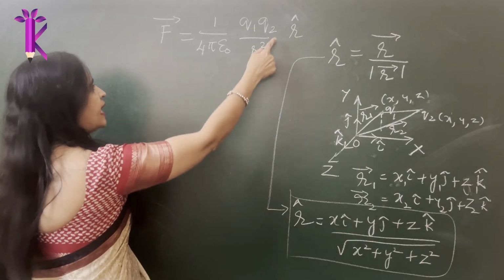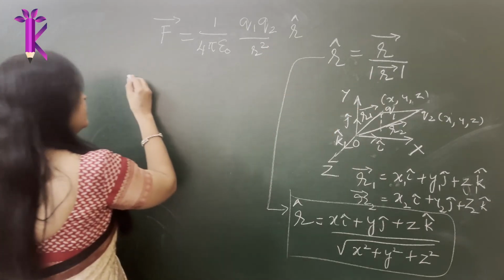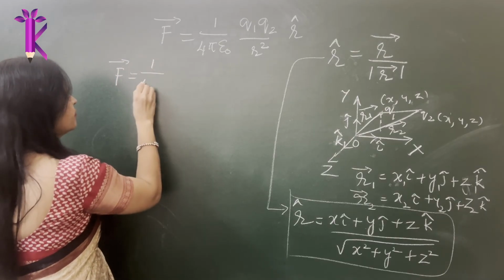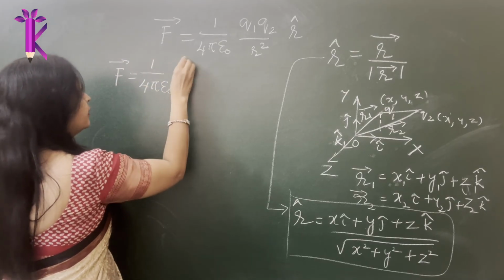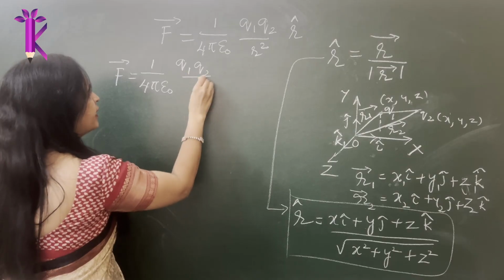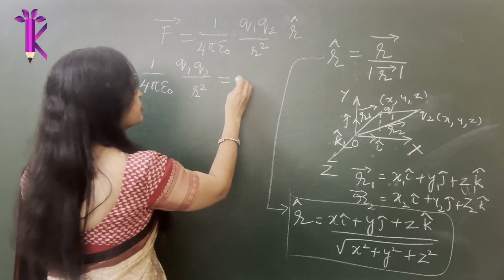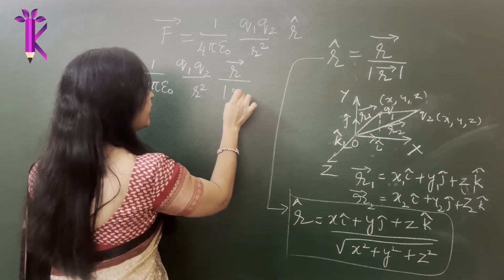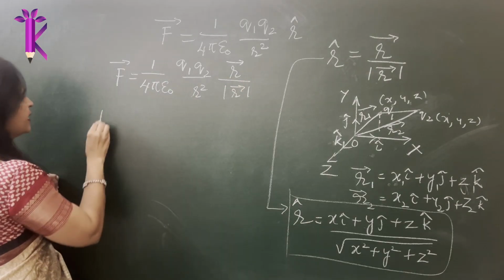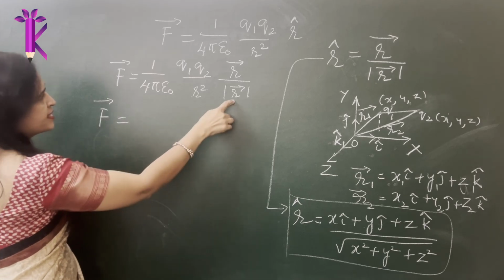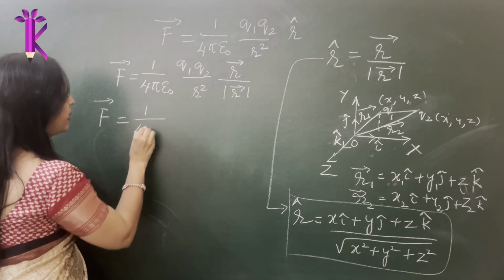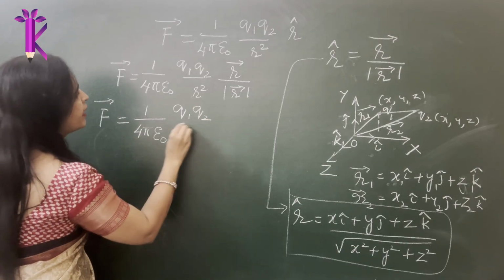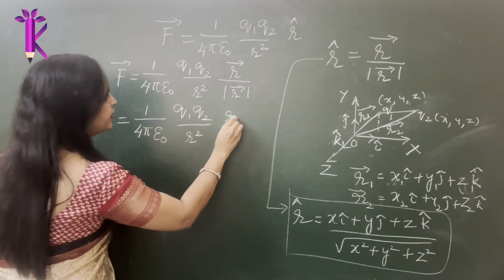Now let's write r cap to be vector r divided by the magnitude of vector r. So force vector will be equal to 1 by 4 pi epsilon naught q1 q2 divided by r square, into r cap. r cap can be written as vector r divided by the magnitude of the vector r. So this can again be written as 1 divided by 4 pi epsilon naught q1 q2 divided by r square into vector r.